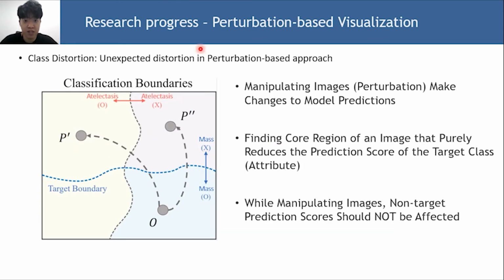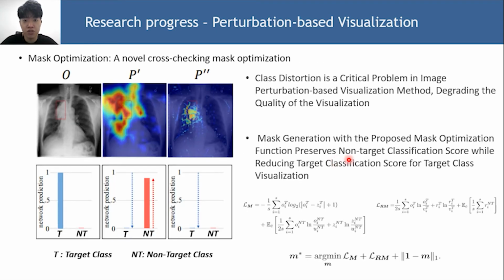We describe class distortion from the provided figure. From the image perturbation process, manipulating images made changes to model predictions. The objective of image perturbation is to find core region of an image that purely reduces the prediction scores of the target class. However, while manipulating images, non-target prediction may be affected unintentionally, and this should be prevented. Such situation may hinder the quality of the visualization and provide less trustworthy explanations. Hence, we propose a new optimization scheme to solve class distortion problem.